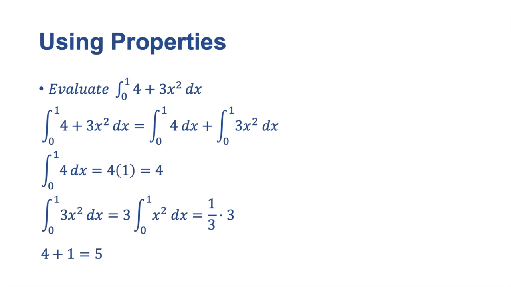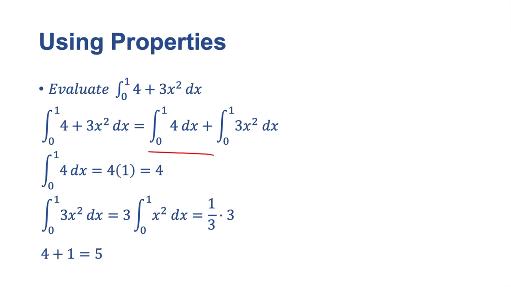What we learned in the last slide means that we can take the integral from 0 to 1 of 4 plus 3x squared dx and separate it into two integrals. So we have the integral from 0 to 1 of 4 dx plus the integral from 0 to 1 of 3x squared dx. Let's deal with this one first. We'll take the integral from 0 to 1 of 4 dx. We talked about that constant evaluation rule. So if I have the 4, it's 4 times the difference of the bounds, and that's going to be 4 times 1, which is 4.